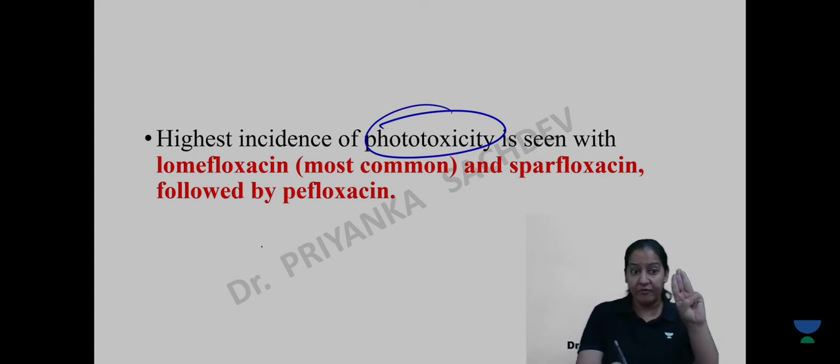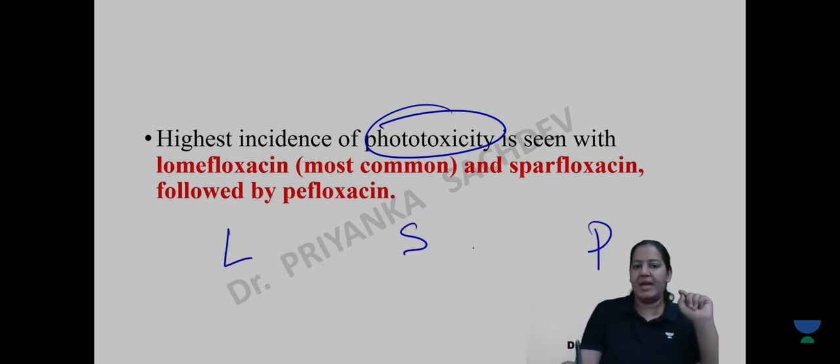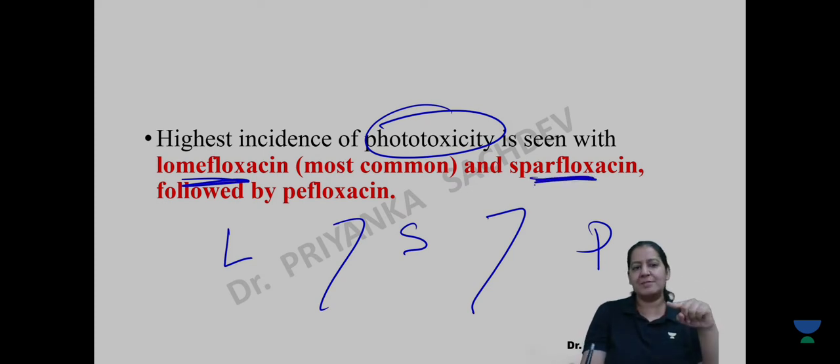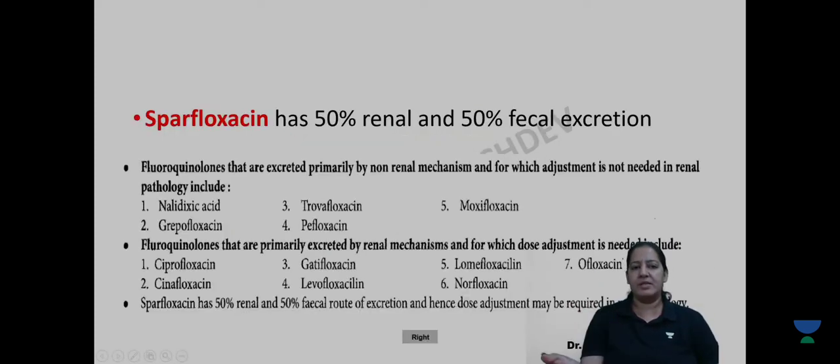Phototoxicity occurs in three. I have told you LSP. Learn in the sequence only. So highest in Lomeflox, followed by Sparflox, followed by Pflox. That is phototoxicity, right? Okay, a few more important points are there about the excretion.